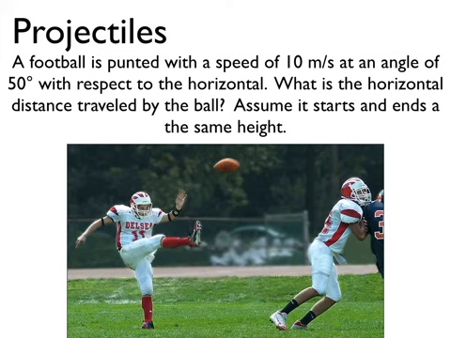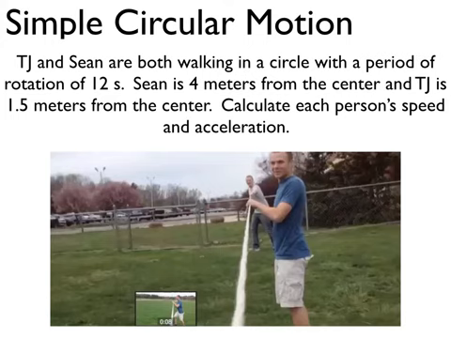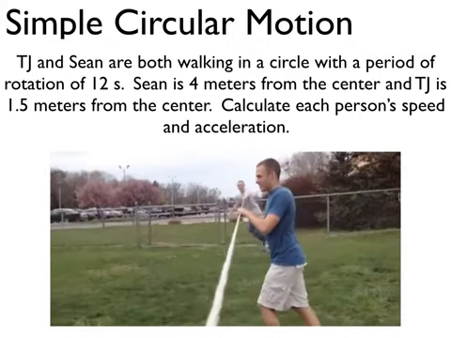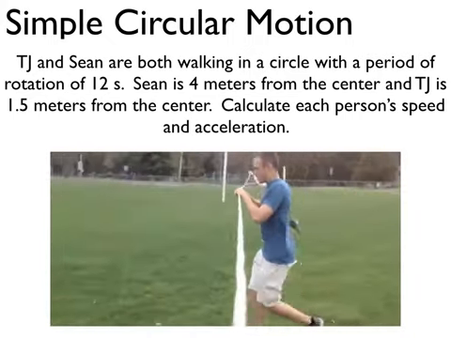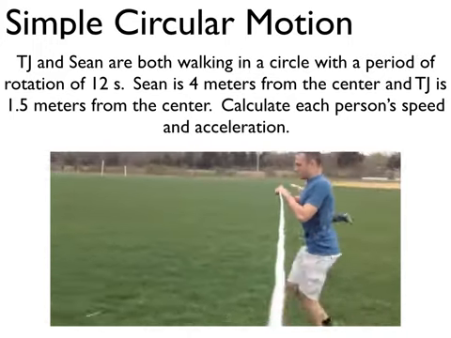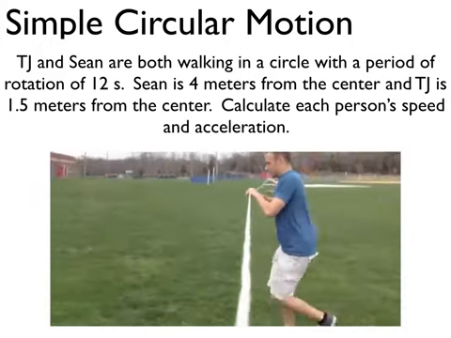Okay, for simple circular motion, you have to be able to find the speed and acceleration of people moving in a circle. So in this case, I'd like you to do it for both TJ, the one in the blue shirt, and Sean, the one who's farther out. So as they walk, you'll notice that the person farther out needs to have a greater speed because they're covering a larger circle in the same time.